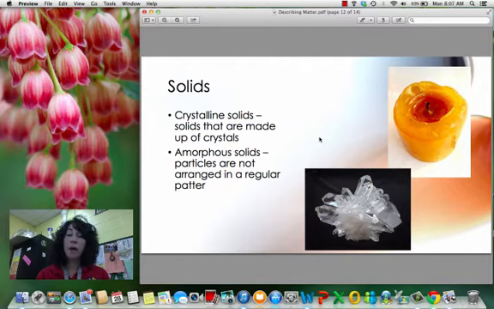A couple different types of solids. There are crystalline solids, and those are solids that are made up of crystals. And then there are amorphous solids, and that's when the particles aren't really arranged in a regular pattern.